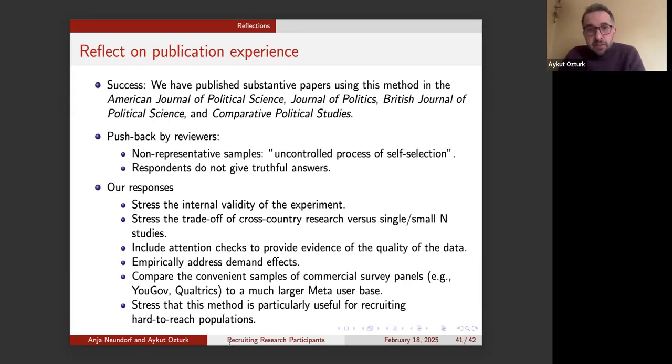Finally, reflection on publication experience. So how did we do in terms of publication? Of course, you are doing this because you want to publish, right? What do reviewers think? Now, one thing is that we have published our substantive papers in top political science journals: American Journal of Political Science, Journal of Politics, British Journal of Political Science, and Comparative Political Studies, for example. So in that regard, it is okay. You can use Facebook and Instagram advertisements to collect data that will then be published in top journals.